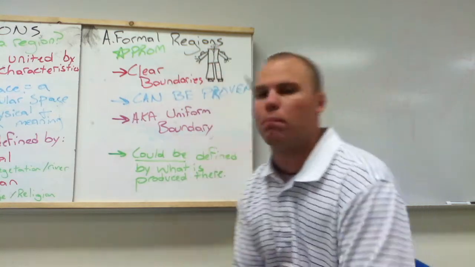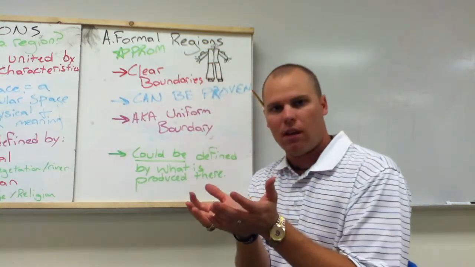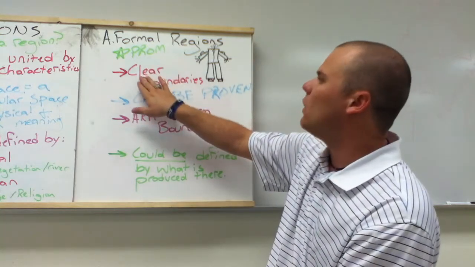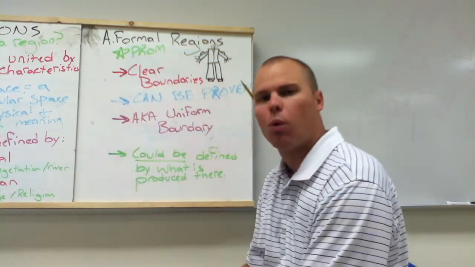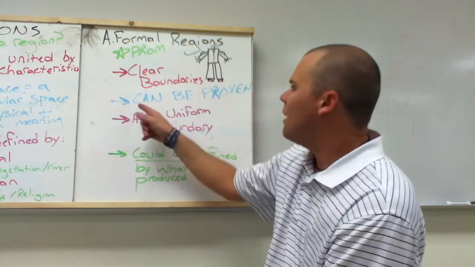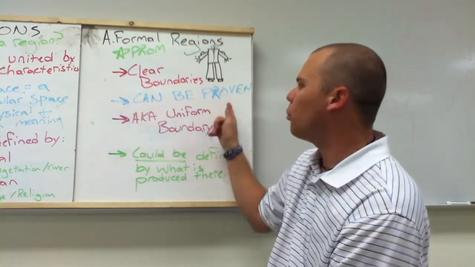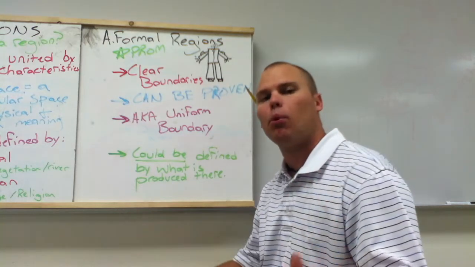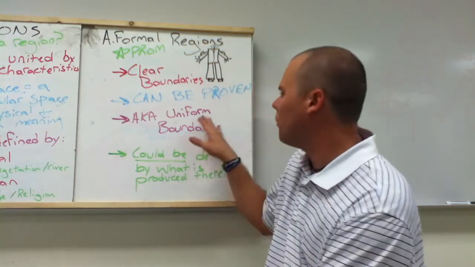Formal kind of goes along with prom because there's set rules in a formal region. Okay? There's got to be rules. There's got to be clear boundaries in a formal region. All right? These boundaries have to be proven boundaries. They can't be boundaries that are made up. They're proven. Everybody knows where they are.